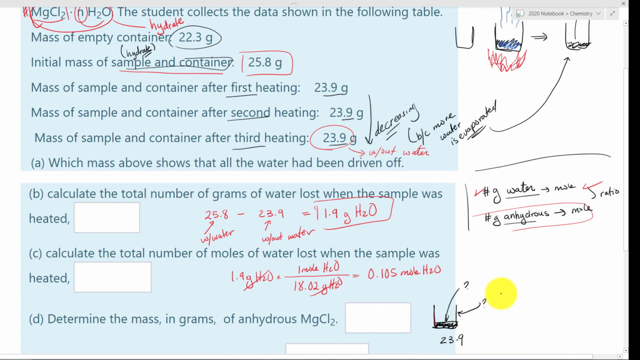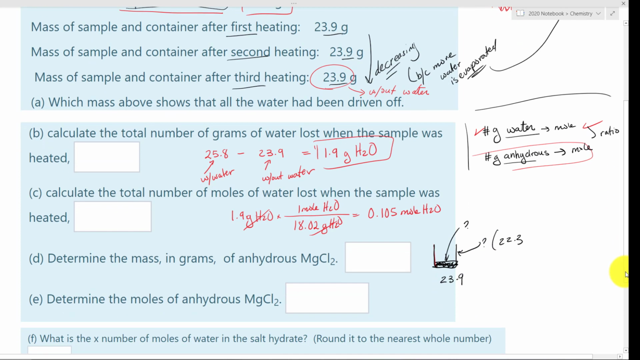What is the mass of the container? Well, the container itself is what? 22.3. So all we have to do is just take 23.9 minus 22.3. And what do we get? We get 1.6 grams. And this is 1.6 gram of magnesium chloride. There you go. And guess what you're going to do next? You convert to mole, and that's pretty easy.